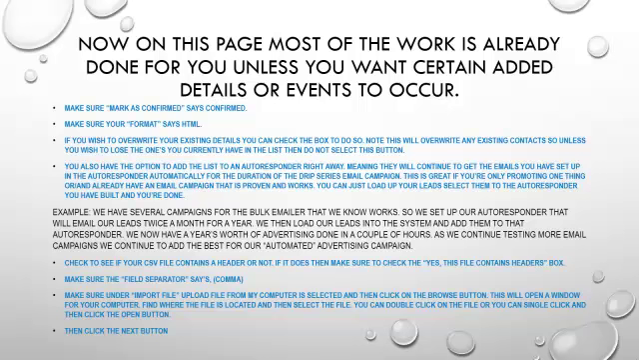You also have the option to add the list to an autoresponder right away, meaning they will continue to get the emails you've set up in that autoresponder automatically for the duration of the Drip Series email campaign. This is great if you're only promoting one thing and or you already have email campaigns that are proven and work. You can just upload your leads, select them to the autoresponder you've built, and bam, you're done.